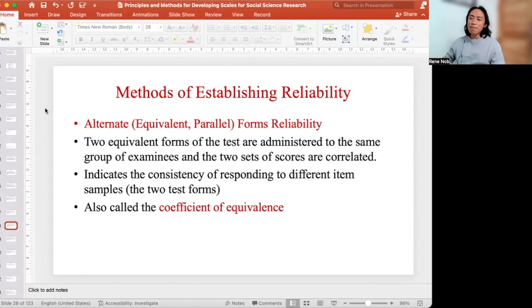The next technique in establishing reliability is called the alternate or equivalent or parallel forms reliability. So in here, two equivalent forms of the test are administered to the same group of examinees, and the two sets of scores are correlated. So it's the same test, but there are two versions. There's, for example, Form A and Form B, both of which intend to measure the same thing. And to check if there is equivalence in the forms, the scores should generate roughly the same score, therefore resulting in a high correlation, which is indicative of coefficient of equivalence.